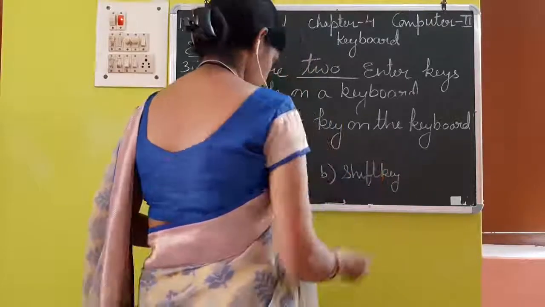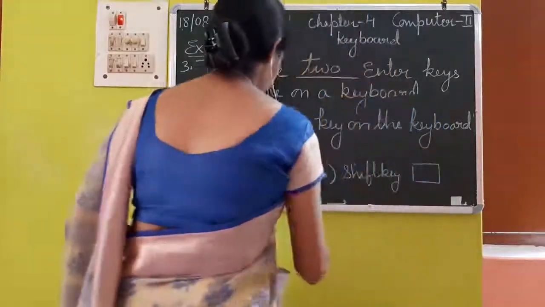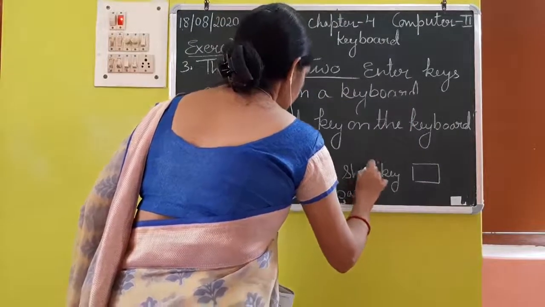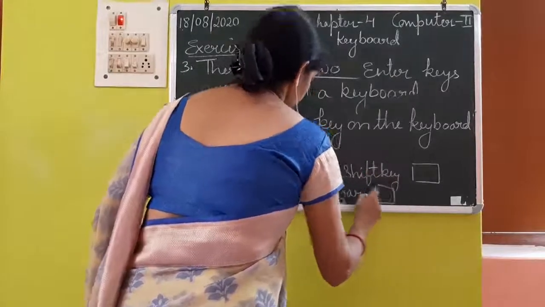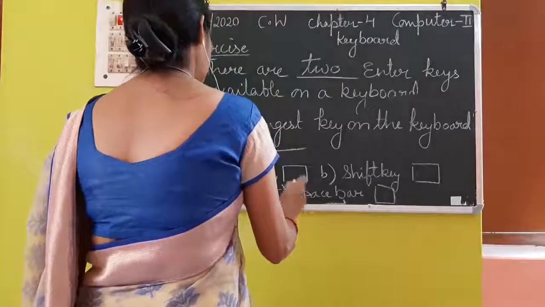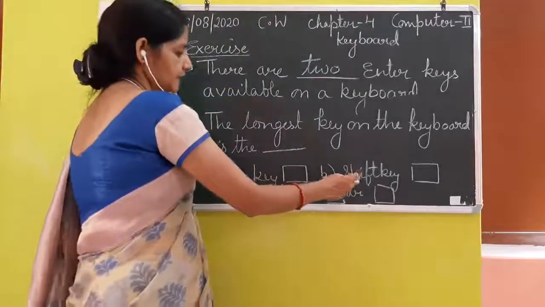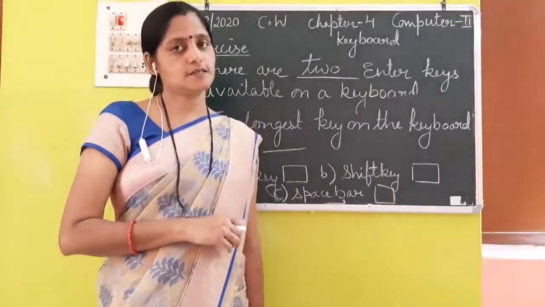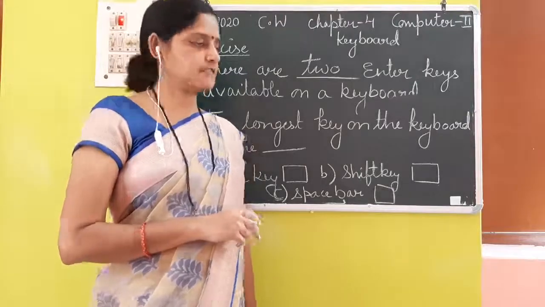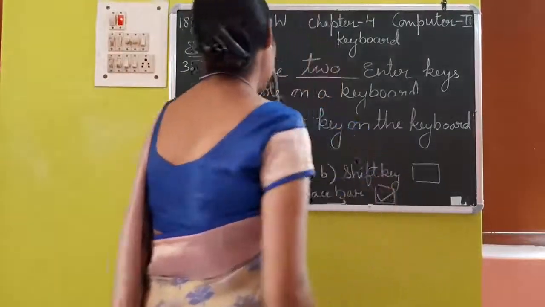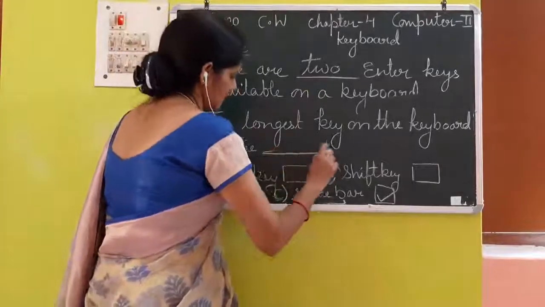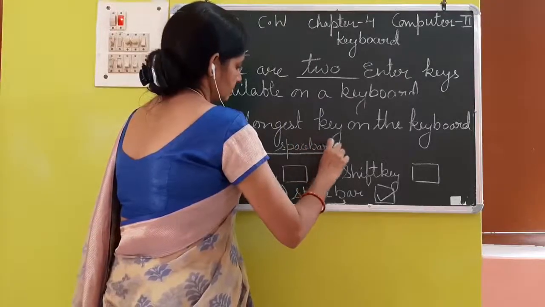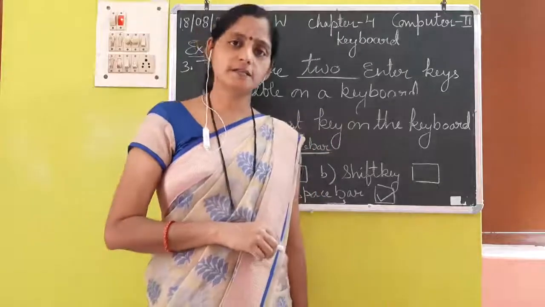And space bar. Which is the longest key, children? C is space bar. So we have enter key, shift key and space bar. As we know, space bar is the longest key present on the keyboard. So you will write here space bar.